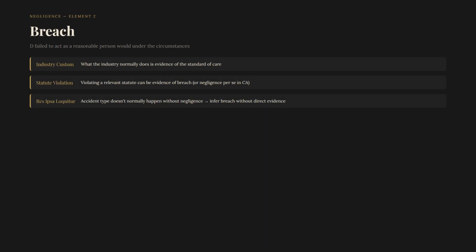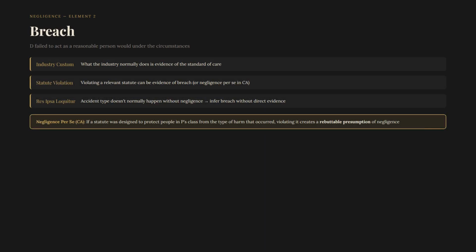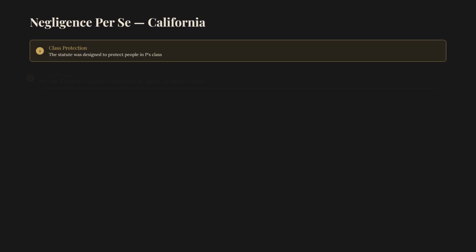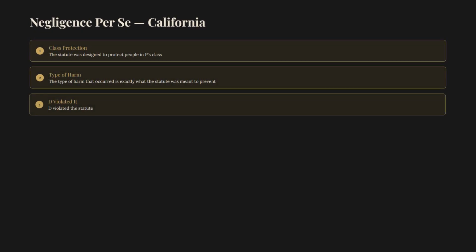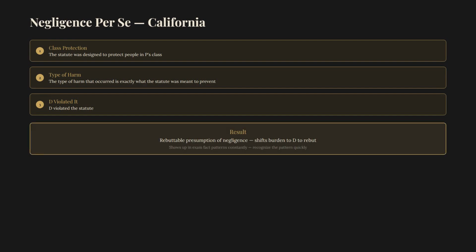Breach is where D failed to act as a reasonable person would. Evidence of breach includes industry custom, violation of a statute, and res ipsa loquitur. The negligence per se rule in California: if a statute was designed to protect people in P's class from the type of harm that occurred, violation of that statute creates a rebuttable presumption of negligence. And that rule comes up in exam fact patterns constantly.